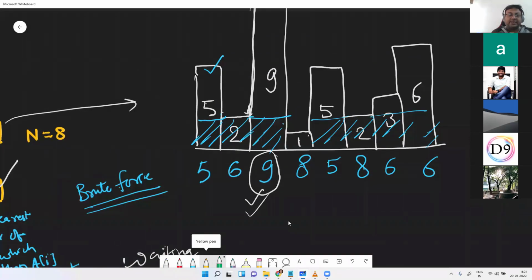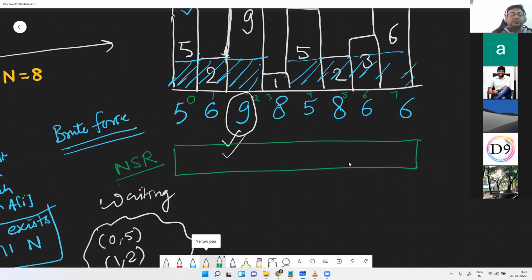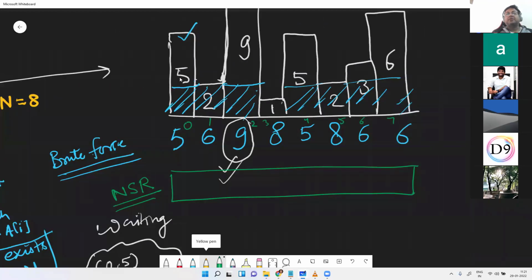So if I just fill indices and manually try to understand the approach: 3, 4, 5, 6, 7. Let's say for every index, we are filling another array. This is next smaller element index to the right. This is NSR, next smaller index to the right. Who is the next smaller index to the right of 5? To the right of 5, who is the next smaller element's index? It is 1.